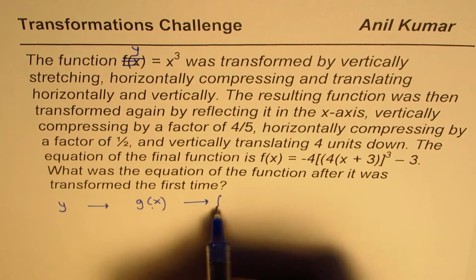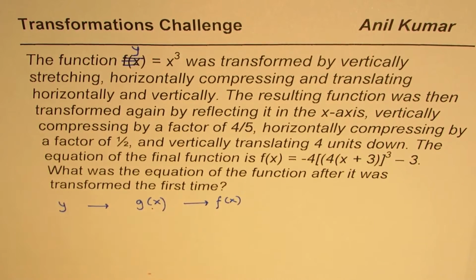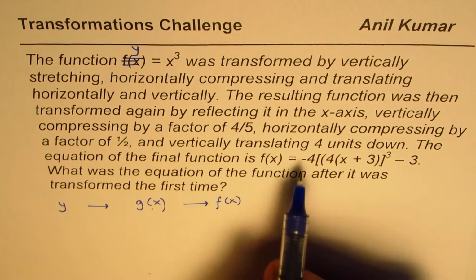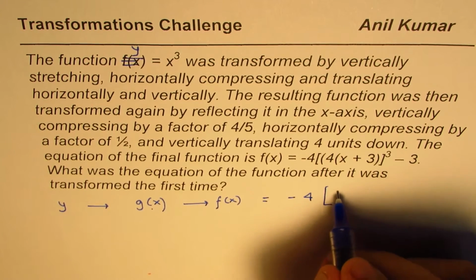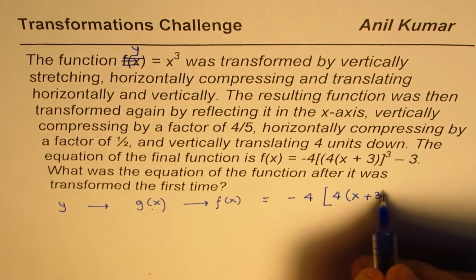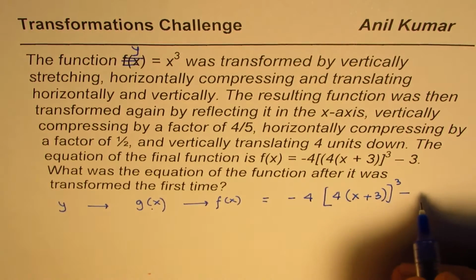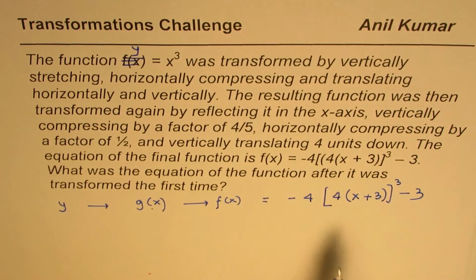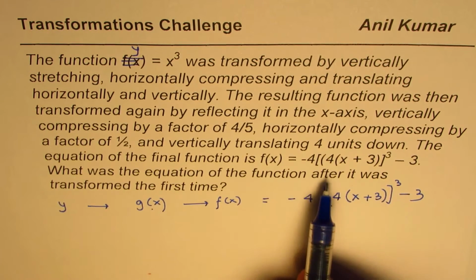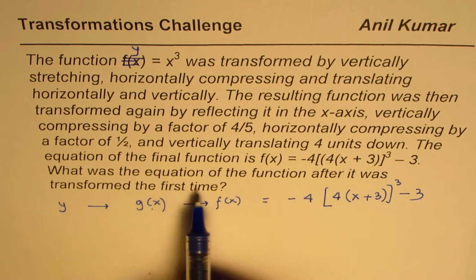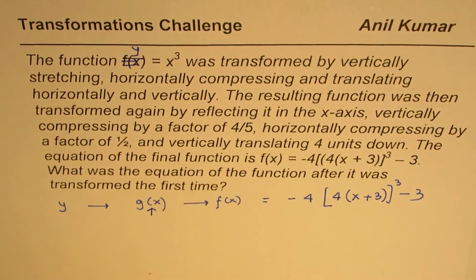So from here you get f of x. Is that okay? So that is what we have, and the f of x which you get is given here, which is equal to minus 4 times (4x plus 3) whole cube minus 3, right? So this is what you get. We need to find, it says, what was the equation of the function after it was transformed the first time. So we need to find what g of x is. This is after it was transformed for the first time. That is what we need to find.